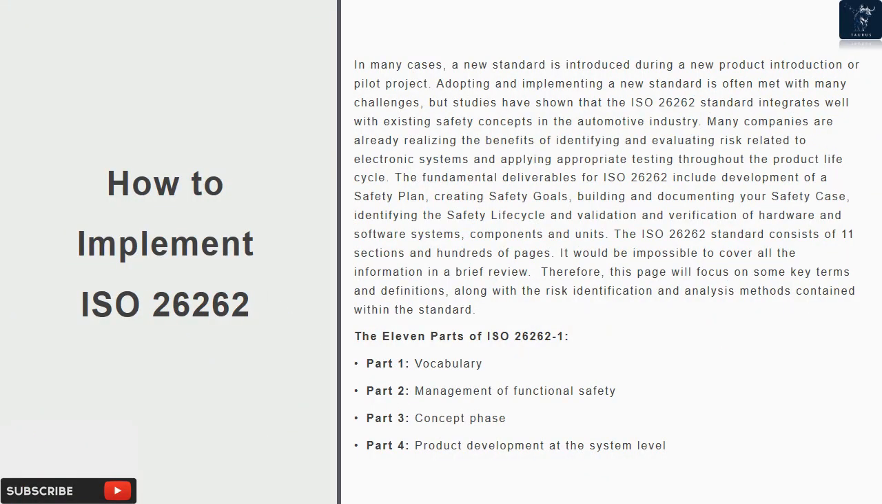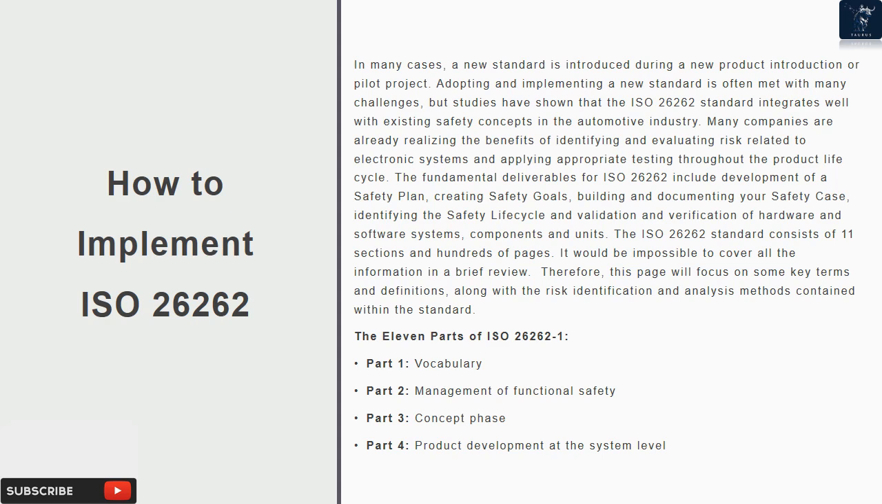How to implement ISO 26262. In many cases, a new standard is introduced during a new product introduction or pilot project. Adopting and implementing a new standard is often met with many challenges, but studies have shown that the ISO 26262 standard integrates well with existing safety concepts in the automotive industry. Many companies are already realizing the benefits of identifying and evaluating risk related to electronic systems and applying appropriate testing throughout the product life cycle.